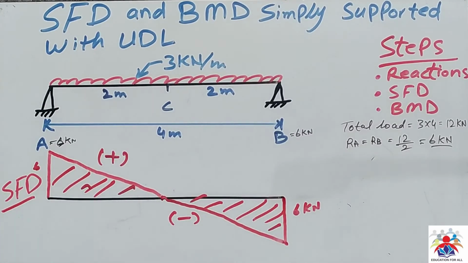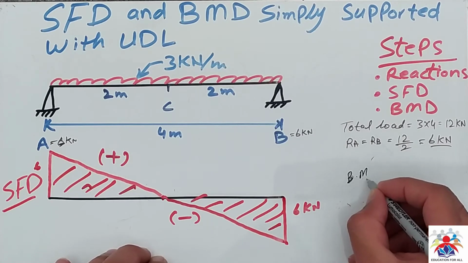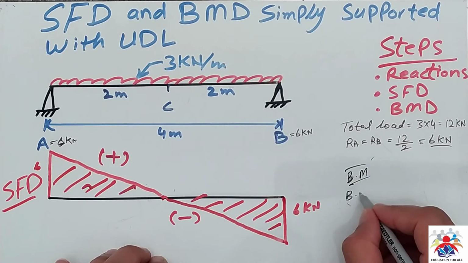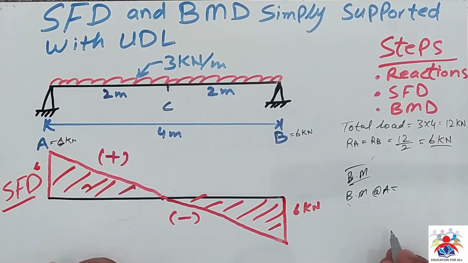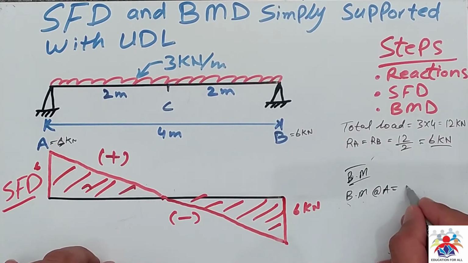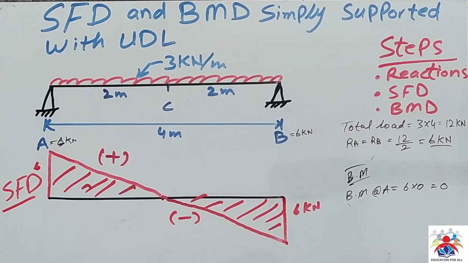Now let's draw a bending moment diagram. Before drawing a bending moment diagram, we have to calculate bending moments at each point. So bending moment at point A: we have 6 kilonewton upwards. It doesn't have any arm, so it will be 6 multiplied by 0, which is equal to 0. At the start point and at the end point, if we get 0, then it means our diagram and our calculation are correct.